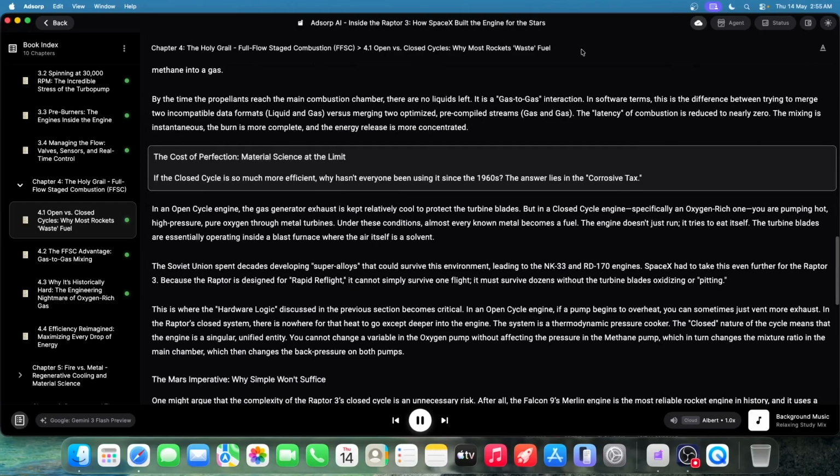And the cost of perfection, material science at the limit. If the closed cycle is so much more efficient, why hasn't everyone been using it since the 1960s? The answer lies in the corrosive tax.